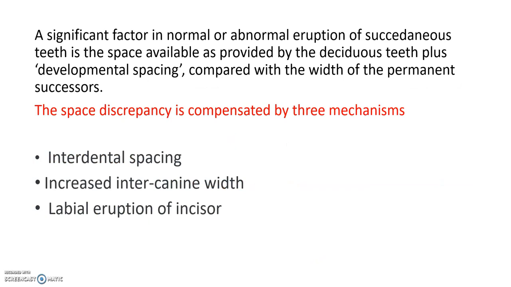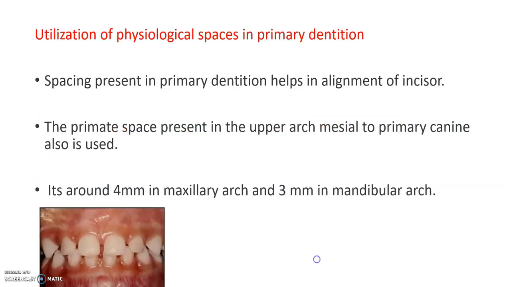The space discrepancy is compensated by mainly three mechanisms. One is the interdental spacing, increased intercanine width. One more is the labial eruption of incisors. Coming to utilization of physiologic space in primary dentition, the space present in the primary dentition helps in alignment of the erupting permanent incisors.